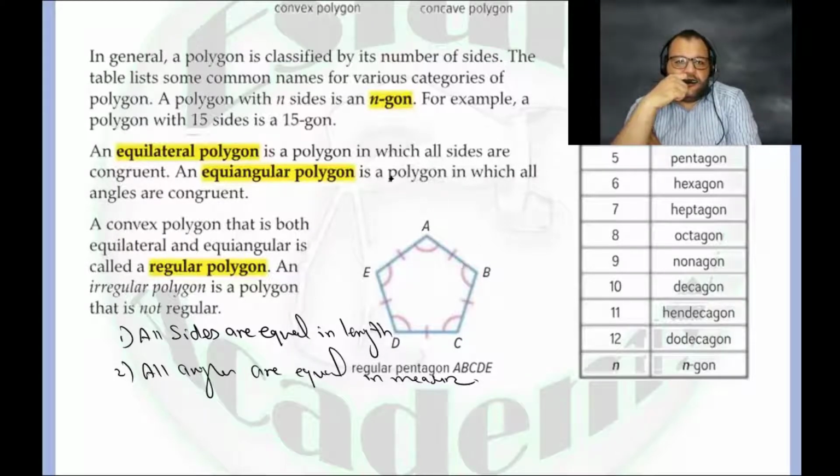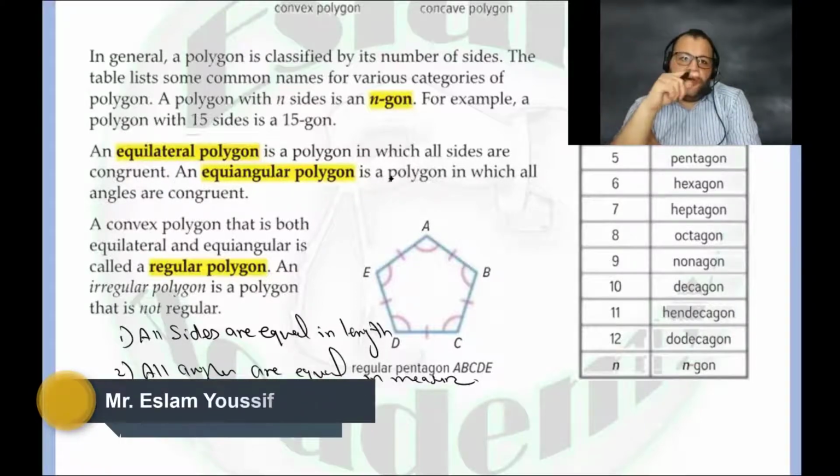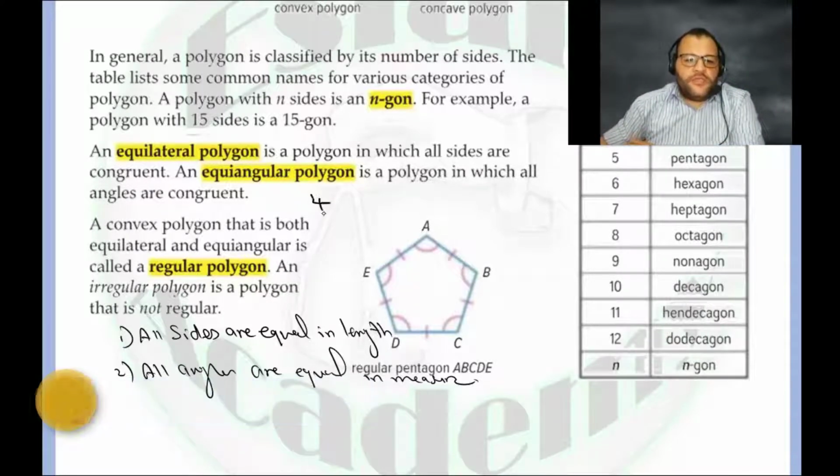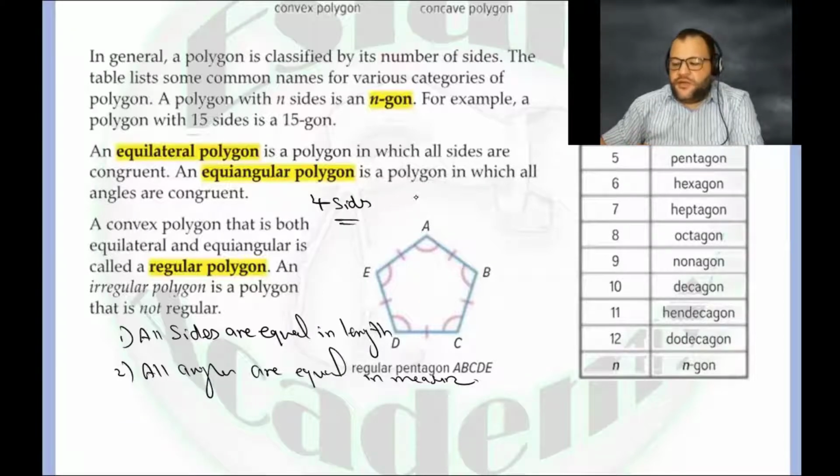A rhombus is irregular. But in a rhombus all sides are equal. Regular or irregular? The angles have different measurements. Now we have 4 sides. You told me that the first one is called a square. Yes. Now what about the rhombus?